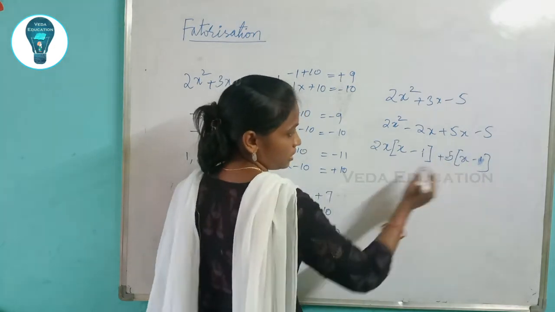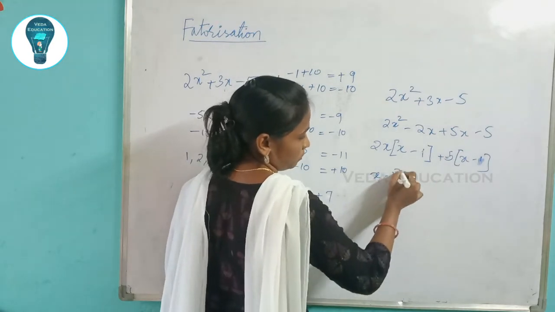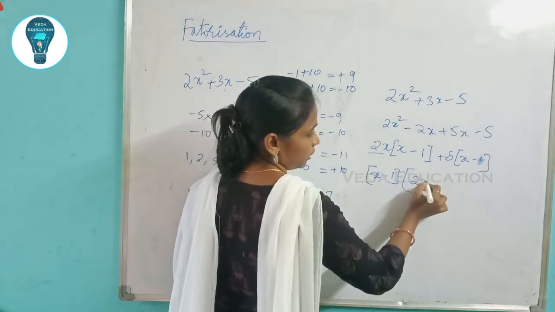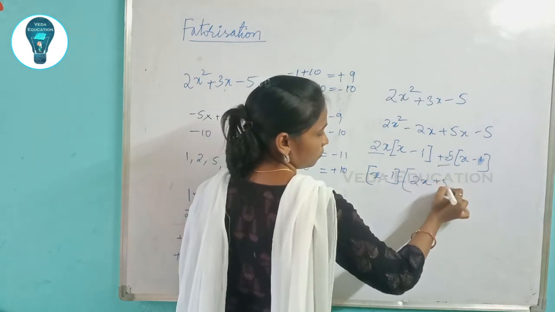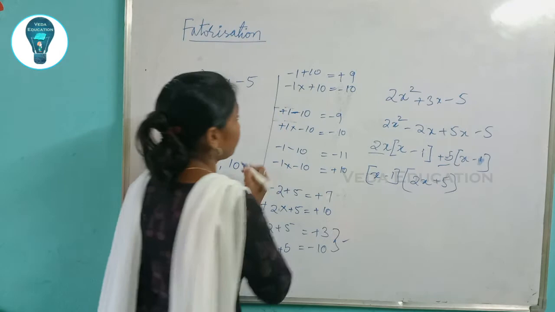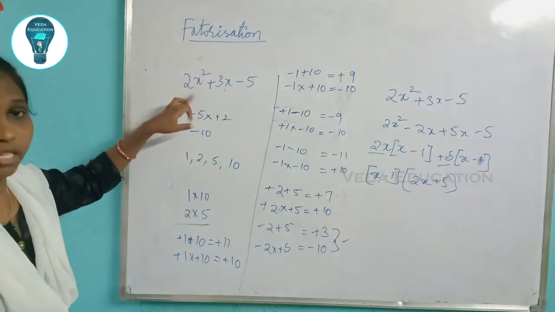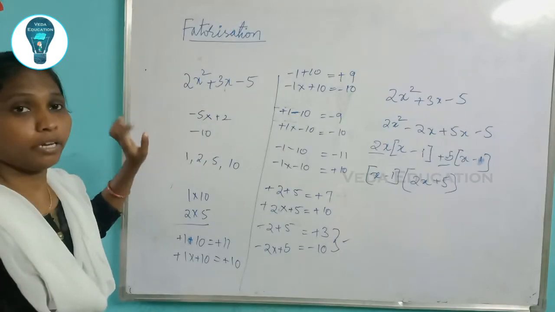Got it? Now, which is common here? x minus 1 is common. And in this, which is left? 2x, and here plus 5. These are the factors of the given polynomial. This is the way to calculate the factors of a given polynomial if the x square coefficient is any number other than 1.